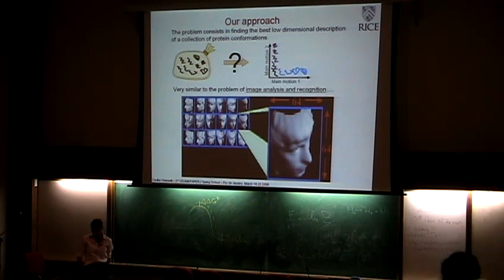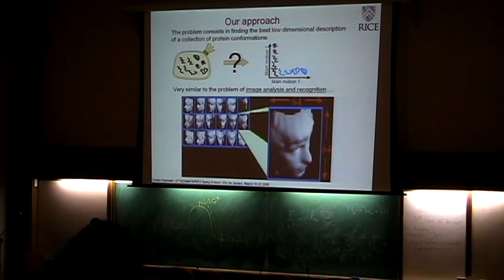For instance, image analysis and recognition. If you have one face, or one picture like this, you have a certain number of pixels. In this case, it's 64 by 64 pixels. If you have two pictures, both with the same number of pixels, how do you compare them? How do you know if it's the picture of the same person? Clearly, in the United States this is very important for national security, so there is a lot of work done on this in recent years.